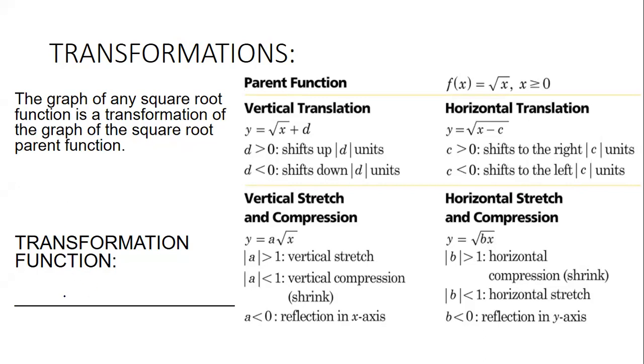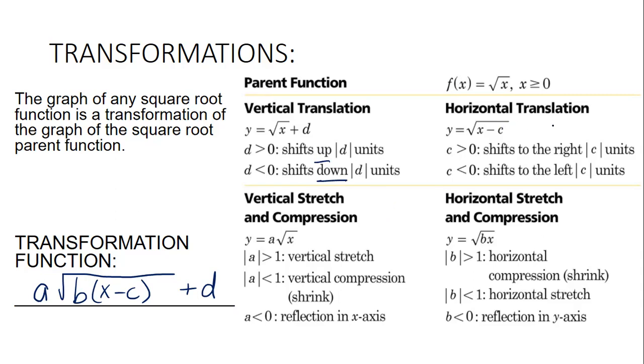So if we're dealing with a square root, it's going to be a on the outside, the square root of b times x minus c on the inside, and plus d on the outside. Okay, our d tells us our up and our down.